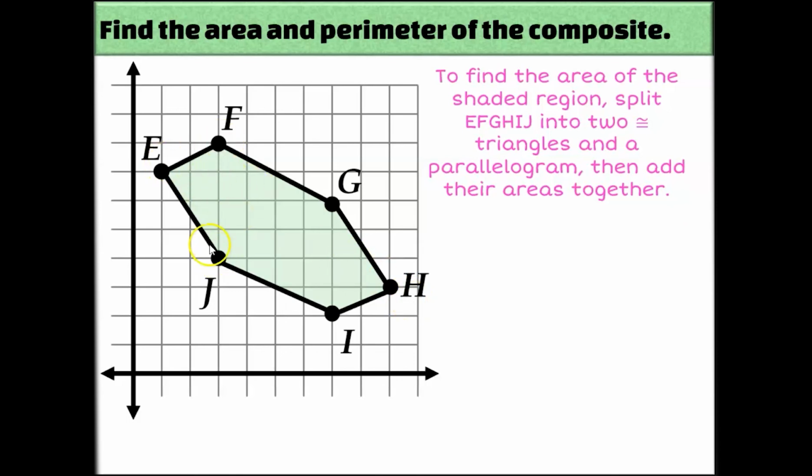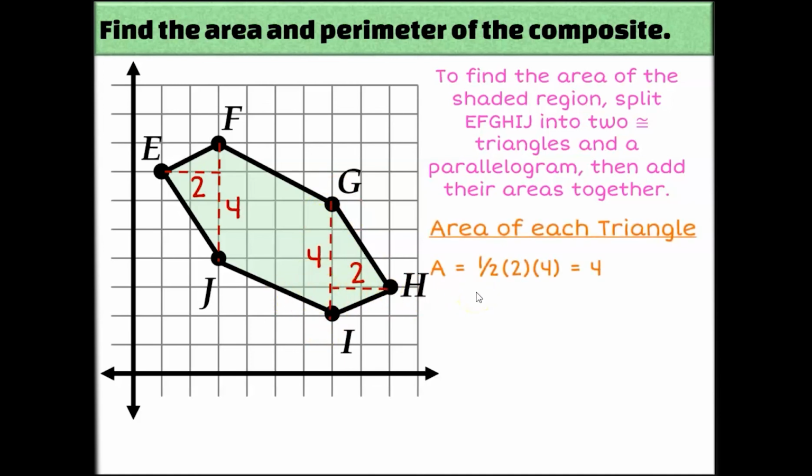So if I look at this little triangle, EFJ, it has a base of 4 and a height of 2. And I see a congruent triangle on the right side of my diagram. Triangle GHI also has a base of 4 and a height of 2. So the area of each of those triangles would be 1/2 times 2 times 4, which is 4. What's left over in between those 2 triangles is a parallelogram.